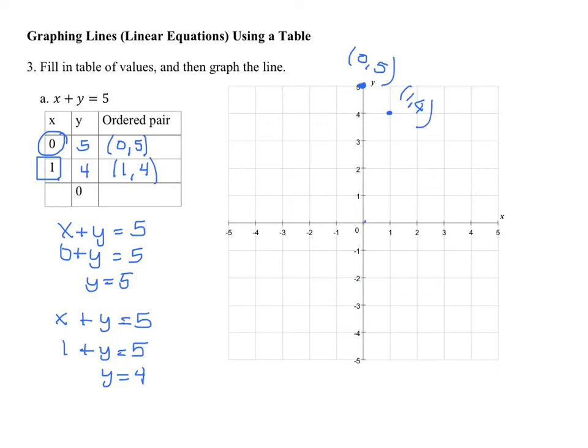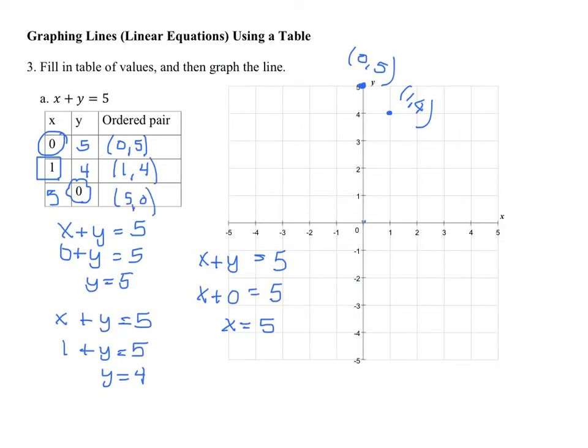And now I'm looking good. Last but not least, I want to put 0 in, not for x, but for y, and get the x value. So let's do that. x plus y equals 5. So I'm going to pop in 0 for y, just arbitrarily picking random values. So x is going to equal 5. So the ordered pair is now 5, 0, and I can graph that.